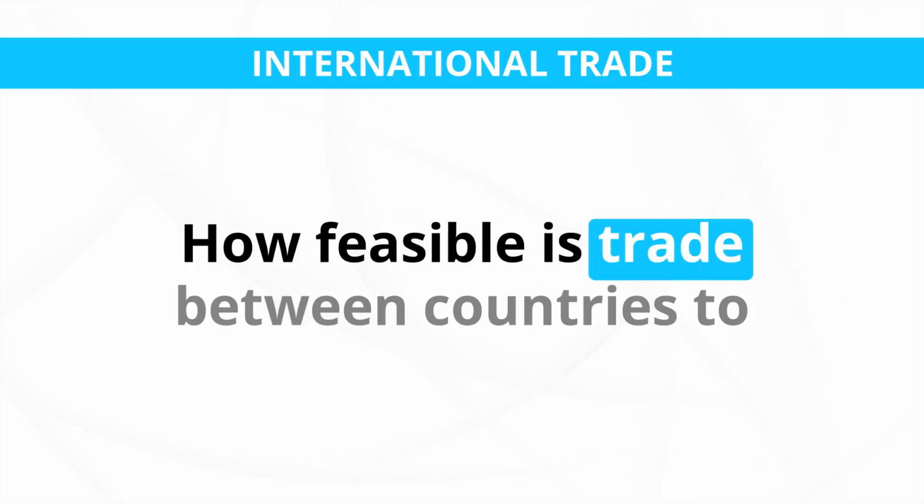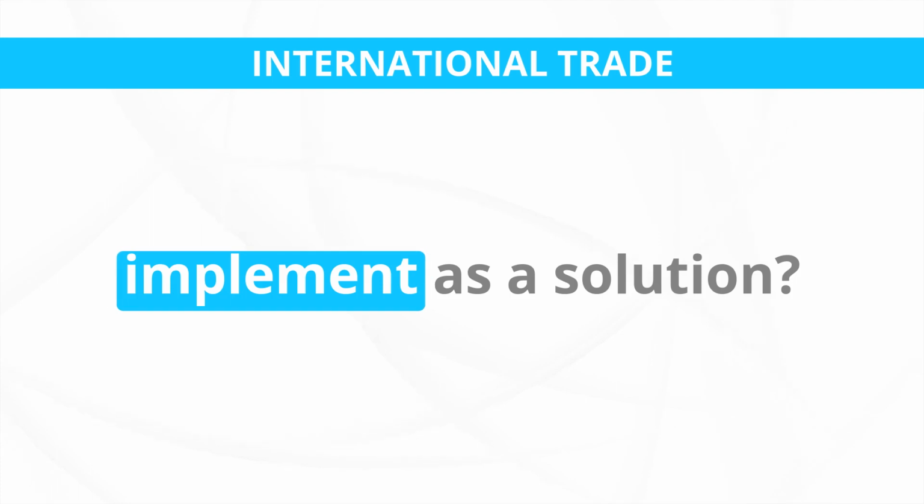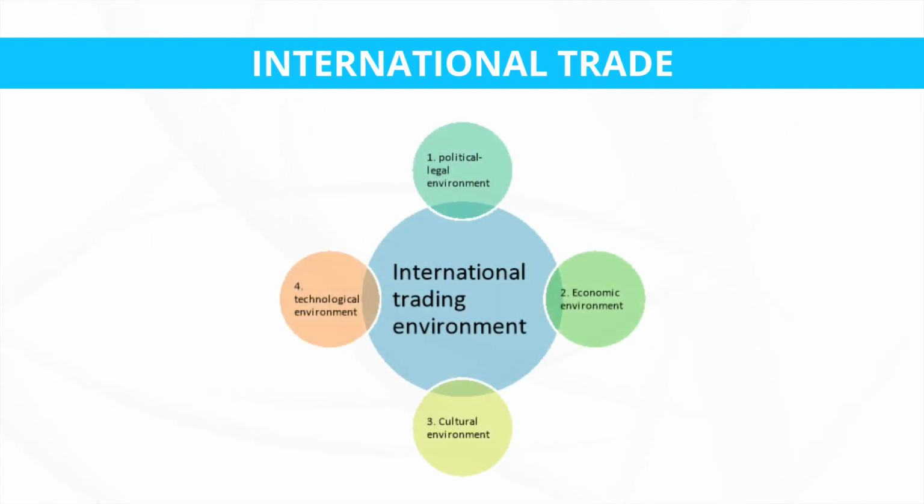How feasible is trade between countries to implement as a solution? Implementing trade between countries as a solution requires collaboration and negotiation among governments, international organizations, and businesses. It may face challenges related to protectionism, geopolitical conflicts, and differing regulatory frameworks. But various trade agreements and organizations, e.g., WTO, regional trade blocs, work towards facilitating and regulating international trade.